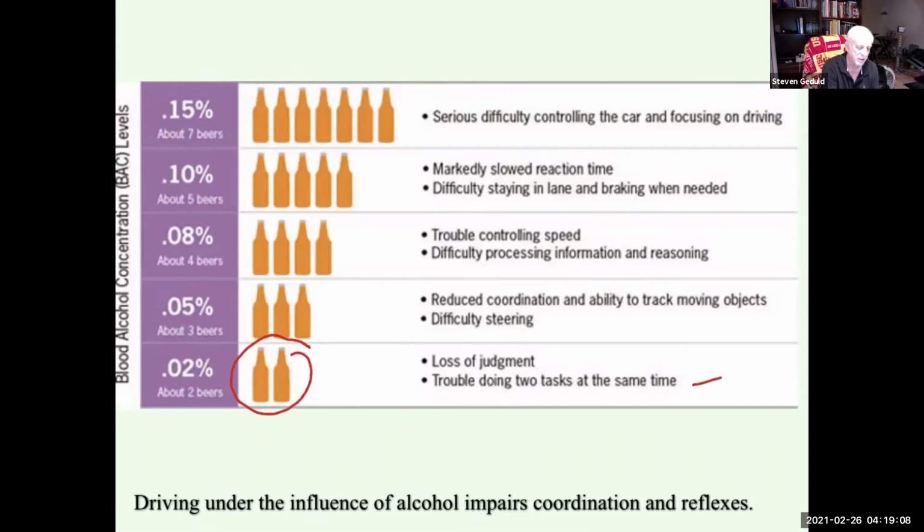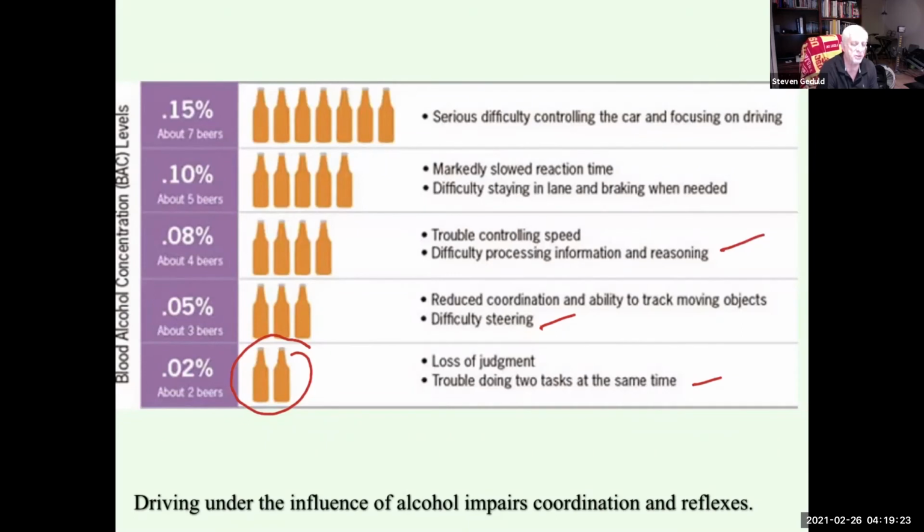3 beers: reduced coordination, reduced ability to track moving objects, difficult steering. 4 beers: trouble controlling speed, difficulty processing information and reasoning. You lose reasoning. That's a real big problem if you're trying to drive.